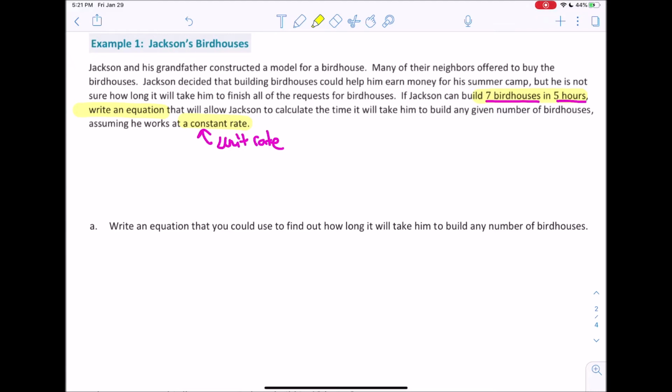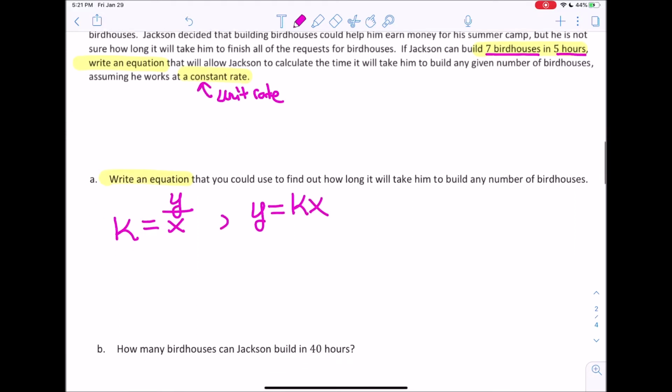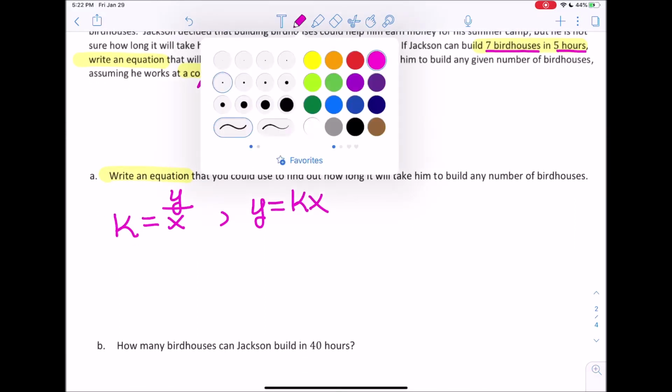Now, you'll notice the first question is write an equation. So here we go. We need to remember that the unit rate k equals y divided by x. Then we also need to remember that our equation needs to look like y equals that number, our unit rate, times x. So let's get started with finding the unit rate.